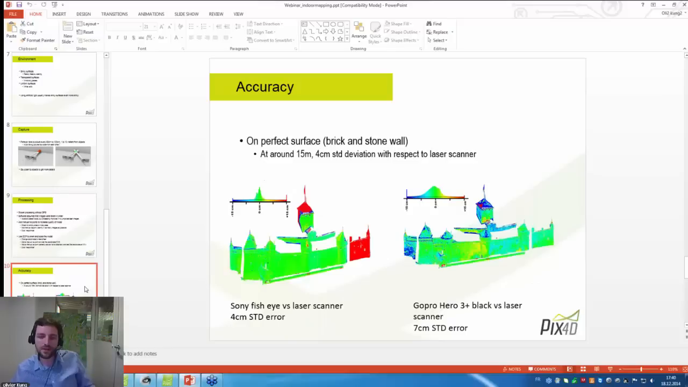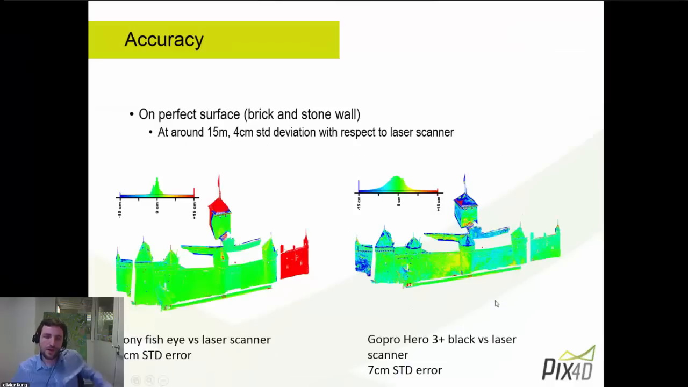Now let's talk a little bit about accuracy, as it's quite related to that. To talk about accuracy, we will have to split between two settings. The first one is when you have a perfect surface. A perfect surface is one which is exactly not like the one we have in our office. So it's not shiny, it's not transparent, and it's not reflective.